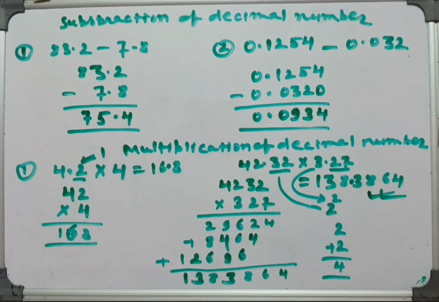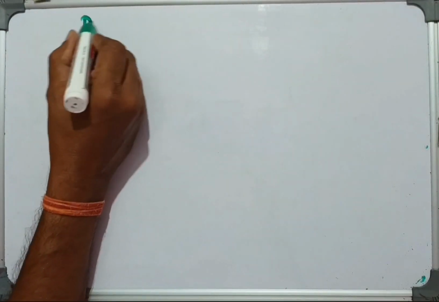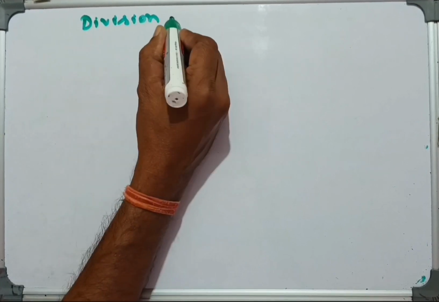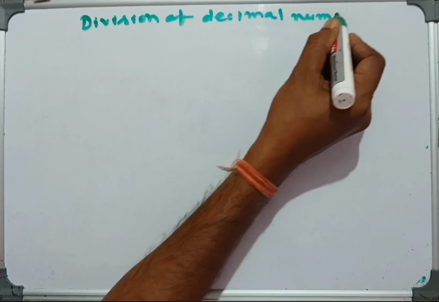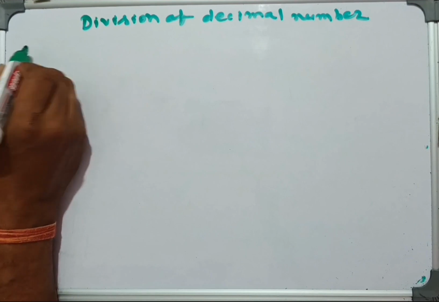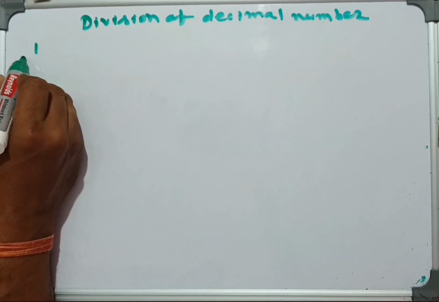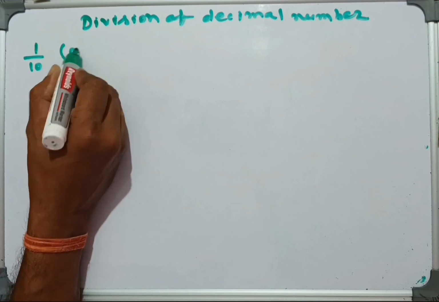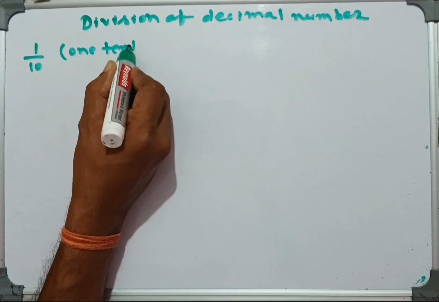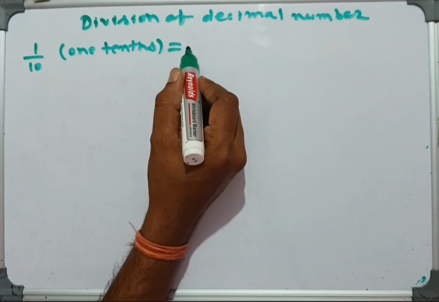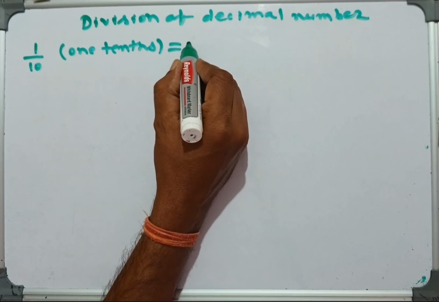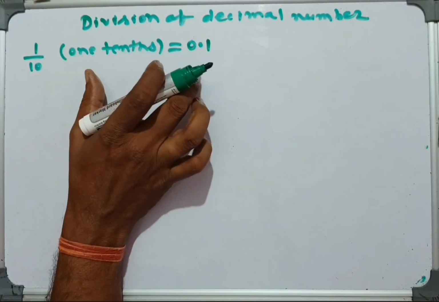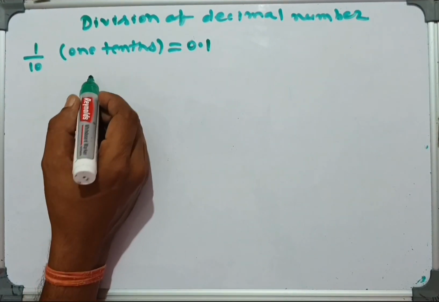Now guys, we will see next division of a decimal number. Division of decimal numbers. Guys, see 1 by 10, or 1/10. Okay guys, in the book the answer is simply written 0.1. How it will be 0.1, I will show here.